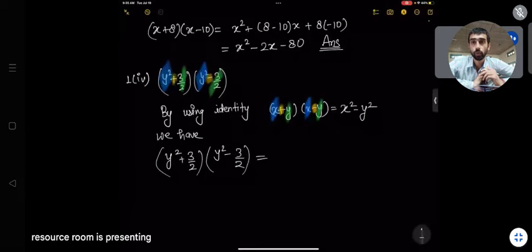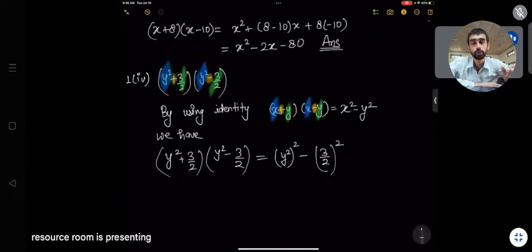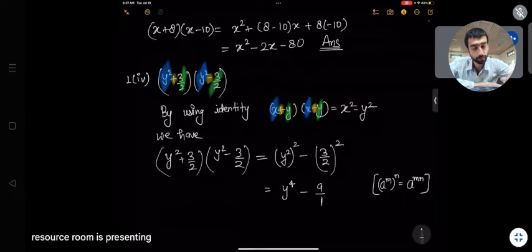Yes, it will be y square to the power 2 because you can see in place of x we have y square. So we are squaring the blue thing. Here in place of blue thing I have y square, so I will square that. And then we squared the green thing in the formula. Here in place of green we have 3 by 2, so we will square that. And in formula it is minus, so it will be minus. So you can just write it as y to the power 4. Why do I write y to the power 4? We know if a to the power m to the power n, then the powers will multiply. We use this identity and it will be minus 9 by 4 and this is the answer. Okay.